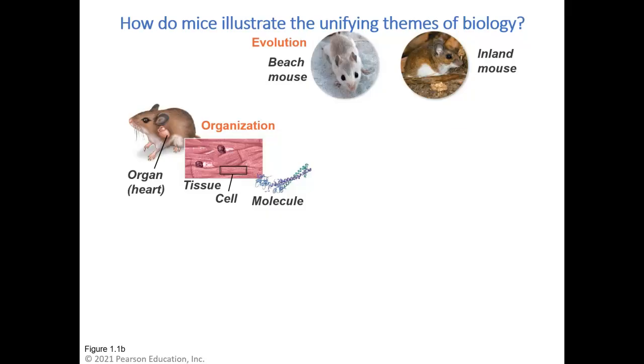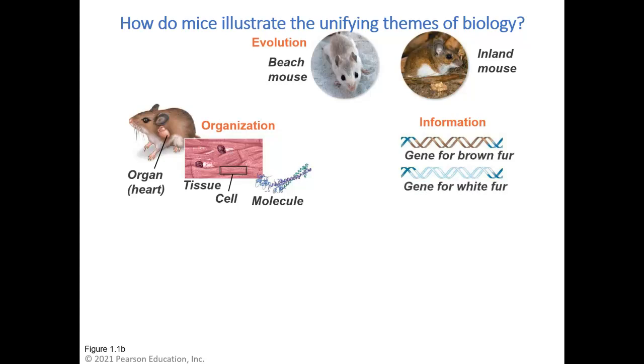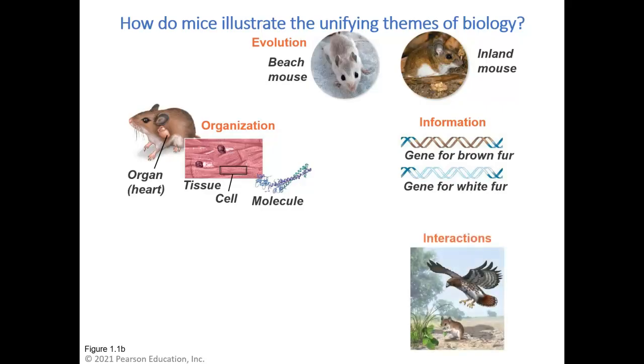The next unifying theme is information, or genetic information. DNA is a molecule that encodes genetic information, such as fur color. Depending on the sequence of DNA, that gene may encode different colors of fur. Interactions can refer to big or small interactions. One example is an interaction between a predator, like this hawk, and its prey, like this mouse.